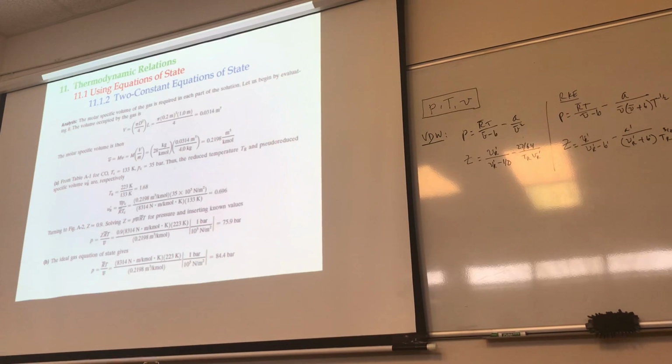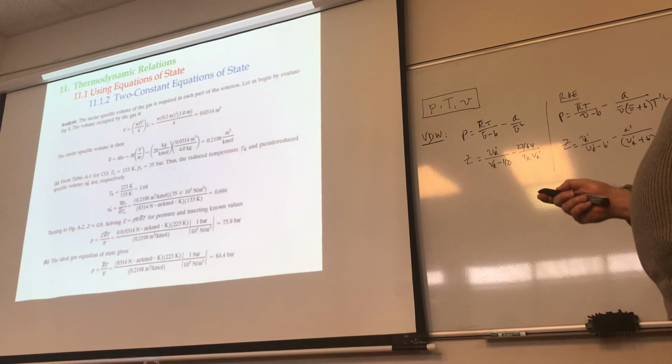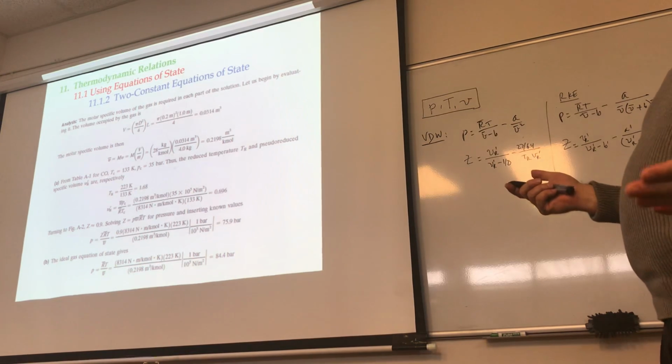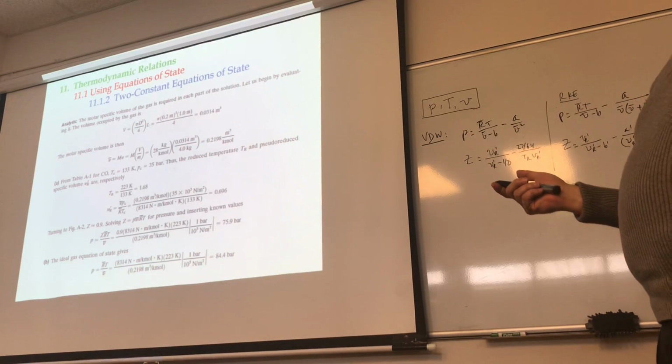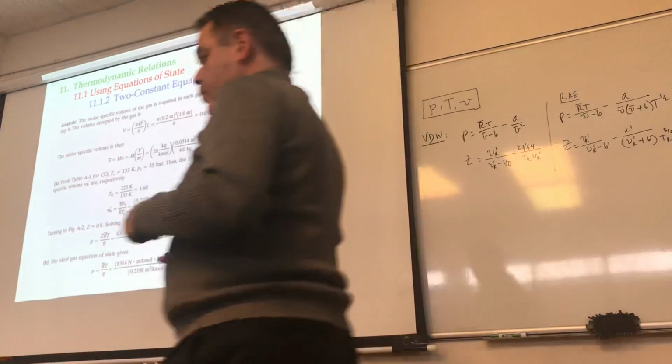First of all, all the specific volumes that we're talking about here are molar, right? Because it's the V bar. So the molar specific volume of a gas is required in each part of the solution. So we need to figure this out. First, we need to find how much volume is occupied by the gas, which is the volume of the inside cylinder, which is pi d squared over 4, the cross-sectional area, times the length. So the volume occupied by the carbon monoxide is 0.0314 cubic meters.